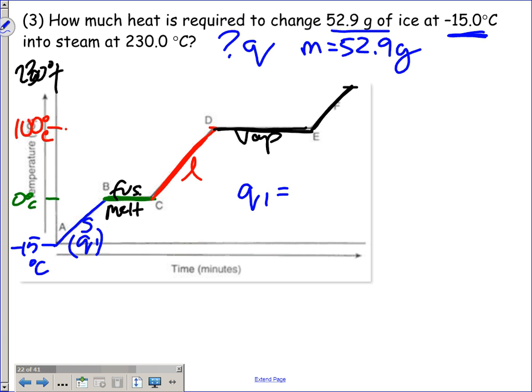So there is a temperature change here. Which equation has a temperature change in it? MCΔT. We have to use the one that has temperature change in it. So we're going to use mcΔT on this first Q.